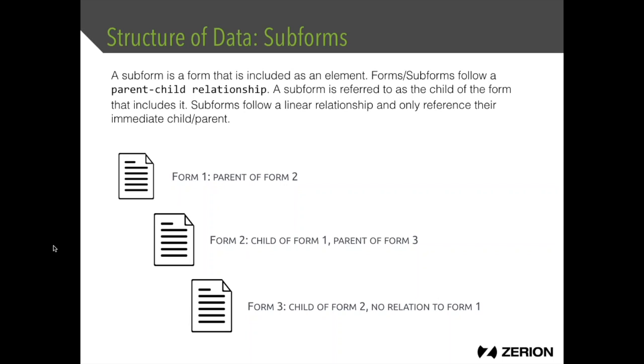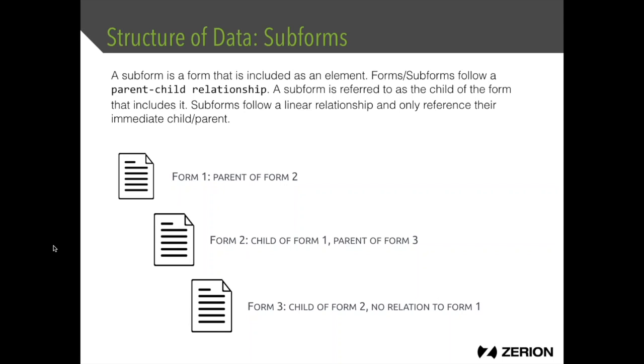Now what's also important to understand is that subforms have a linear relationship and that they only reference either the immediate child or the immediate parent. So when I have a form that has 3 levels of depth to it, form number 2 is both the child of form number 1 as well as the parent of form number 3. And then form number 3 is the child of form number 2. However, it has no relation to form number 1. So the only way you would be able to recognize that form number 3 is part of that parent, the original form number 1, is by traversing through the relationship to understand that number 3 is a child of the second form, which is a child of the first form. So when I'm in form 3, it's not referencing form 1.